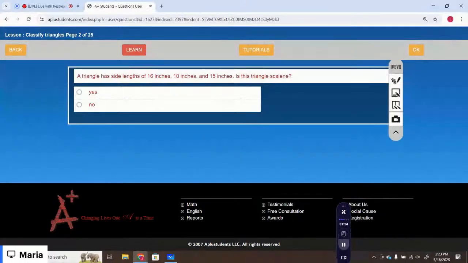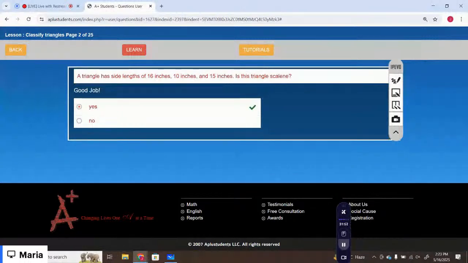A triangle has side lengths of 15, 10, and 15 inches. Is this triangle scalene? Yes, it is. Option number one is the correct option. A scalene triangle is one that has all the sides different in measurement, so that is a scalene triangle.